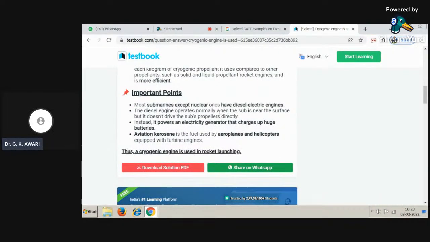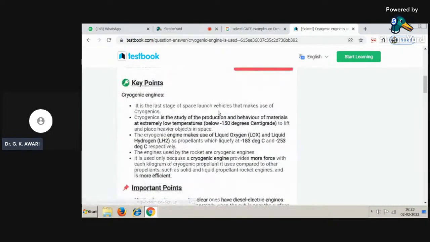Most submarines, except nuclear ones, have diesel electric engines. Okay. So all these things will be there.